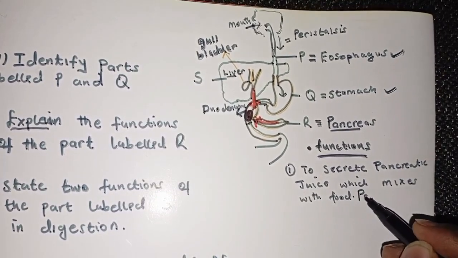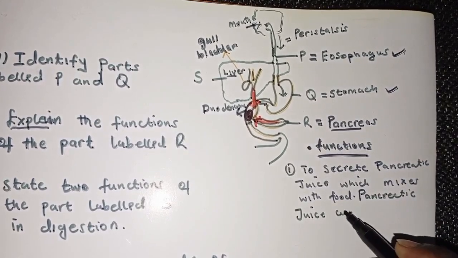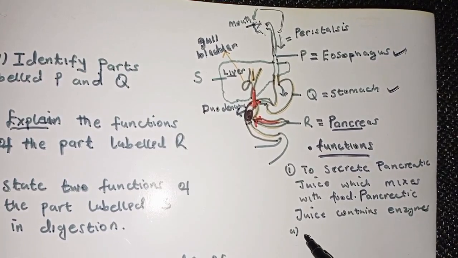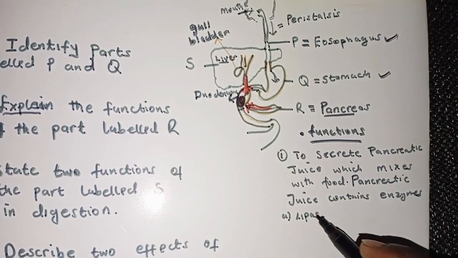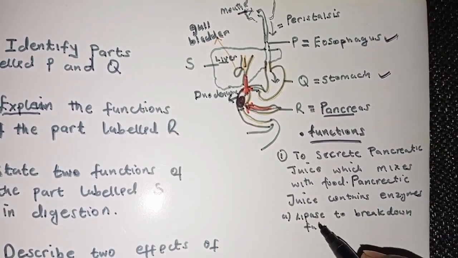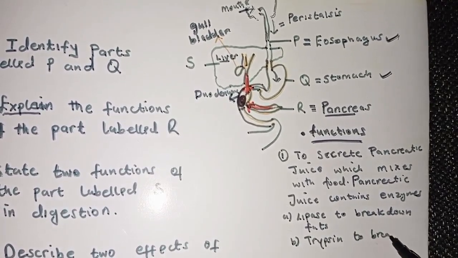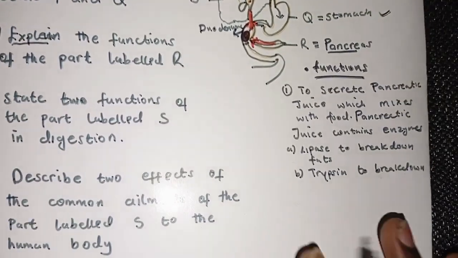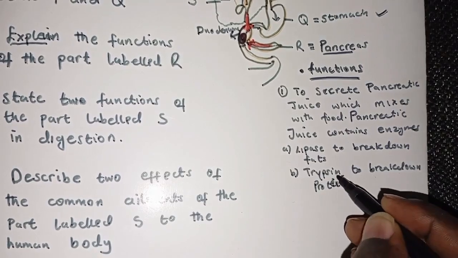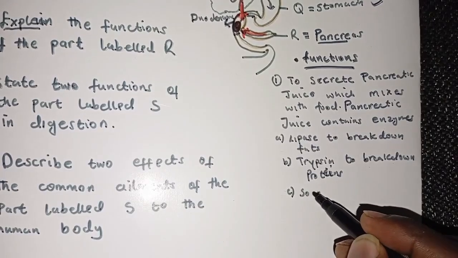Then you say why the pancreatic juice should be secreted. Pancreatic juice contains enzymes. A, it contains lipase to break down fats. B, it contains trypsin to break down proteins. I think I've swapped; it's supposed to be E and then I. Yes, proteins. And then C, it also contains sodium hydrogen carbonate. I'll just write sodium hydrogen carbonate.